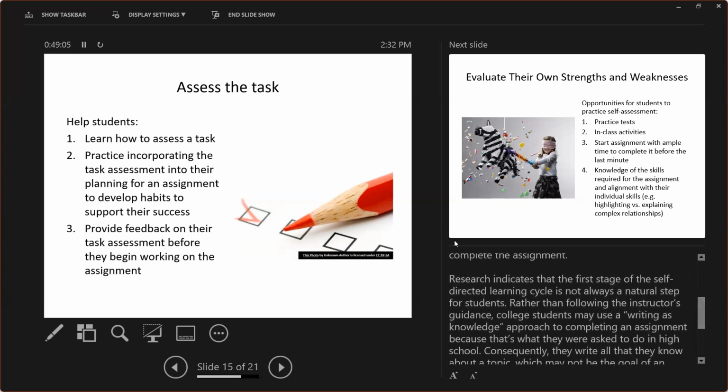And assessing the task, there's research that shows that this first stage of the self-directed learning cycle is not always a natural step for students. And someone in their introduction said that students wanted to be told what to do rather than to independently go through the assignments and the course. And so what we can do is to sort of facilitate that process by the way that we design our assignments and our courses.